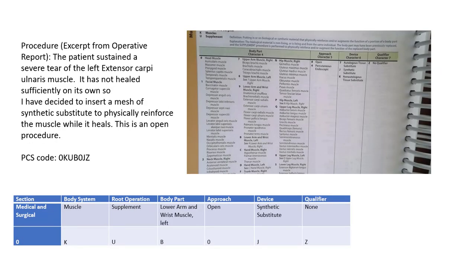So here I have reproduced the table for the body system of muscles, root operation supplement, and you see the lower arm and wrist muscle left is character B, as in boy. It is an open approach, which our procedure in this case is the last line of that description. We already talked about a synthetic substitute, which is J, and then there is no qualifier in this case. So the PCS code for supplementing the left extensor carpi ulnaris muscle with synthetic substitute is 0KUB0JZ.